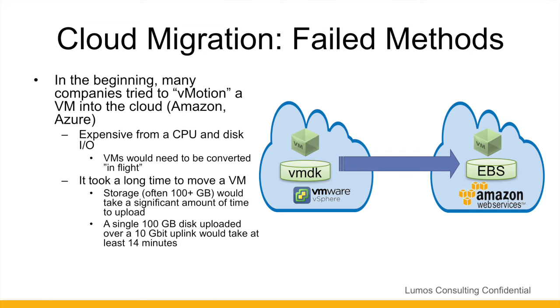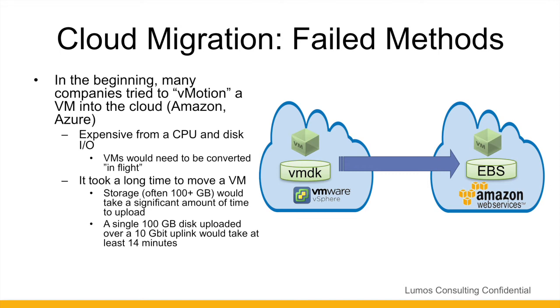I mean, think about it. You've got 100 gigs of disk. Let's say you've got a VM with 100 gigs. That's in VMware. That's a VMDK file. To convert that 100 gigs into an AMI image is going to take some time. Then you have to upload it. Moving a single 100 gig disk over a 10 gig link would take about 14 minutes. So it's going to take a long time to do these uploads for this. And this is just a single VM.